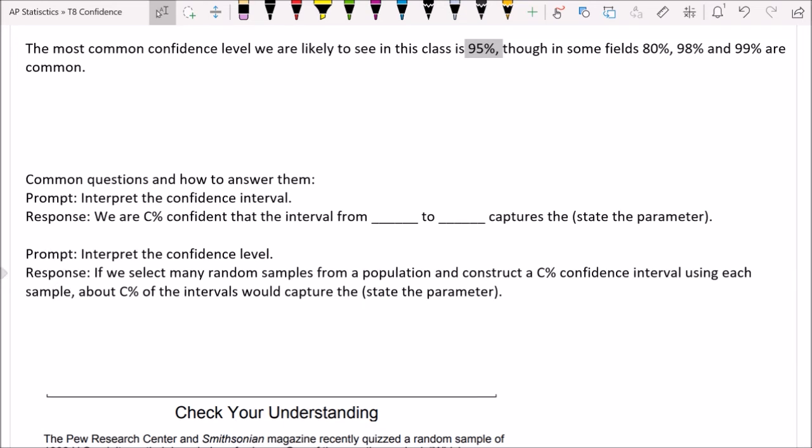But if on an AP exam they ask us to interpret the confidence interval, we're going to say that we are C% confident that the interval from whatever the 2 values were captures the parameter. And what that means, you might say, like the true proportion of people at our school who have a pet. So you would restate the parameter in the population. That's a different question than if you're asked to interpret the confidence level, where they say if we select many random samples from a population and construct a C% confidence interval using each sample, then about that percent of intervals would capture the true proportion of students at our school who have a pet.